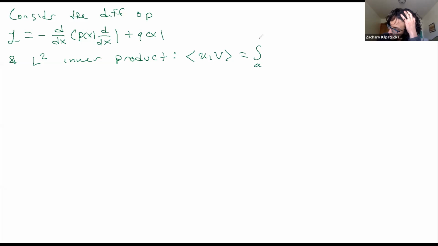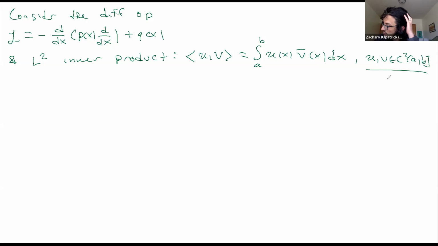The analog of vectors is that we integrate functions against each other: the integral of u of x times v conjugate of x dx. Although we're primarily going to be working with real functions here, it is defined so long as u and v are C2 on the interval a to b. Although that still works even if they don't have those continuity properties.